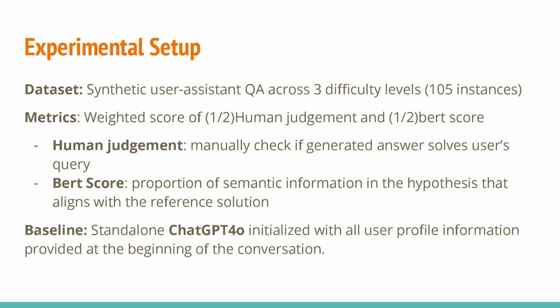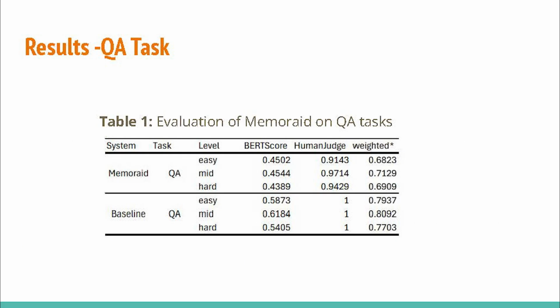We use ChatGPT 4.0 as our baseline. Without using a RAG, we provide the user profile as context at the beginning of each conversation. Here, Table 1 shows our results. Our system has a 9% performance gap to our baseline model in the weighted score. And according to the human judge score, on average around 94% of the questions were answered correctly by our system.